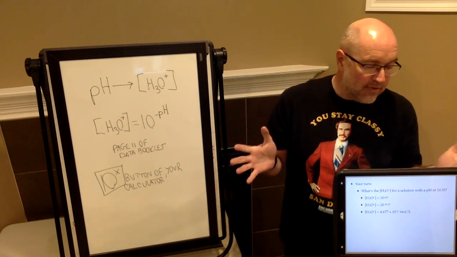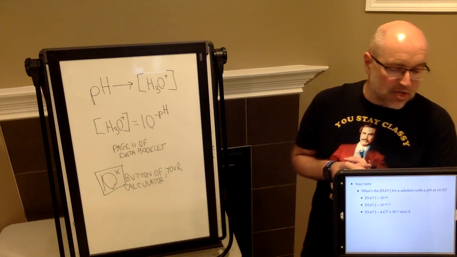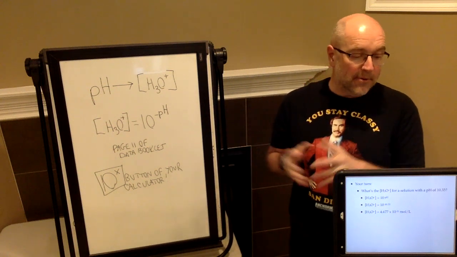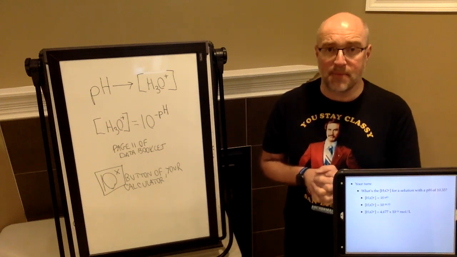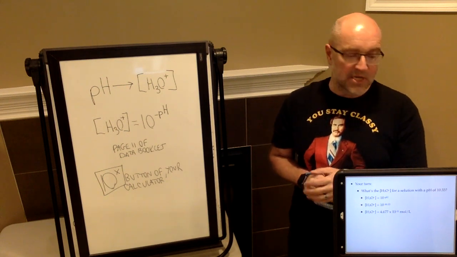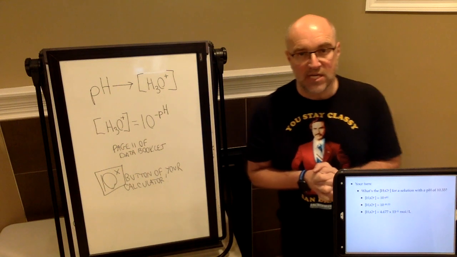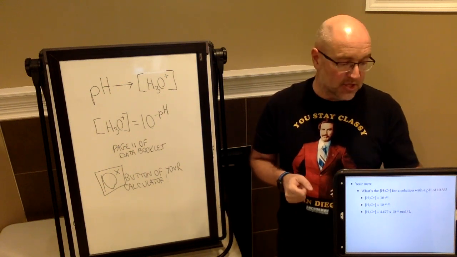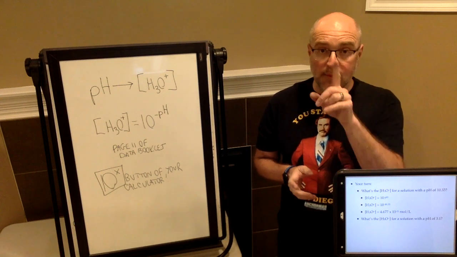Now, I could have rounded that. Actually, I should have rounded that. It should have been rounded because there are 4 significant digits in the pH. I've got 10.33. That's 4 significant digits. So I'm rounding it to 4 significant digits in my concentration. So that is correct. Let's try one more.